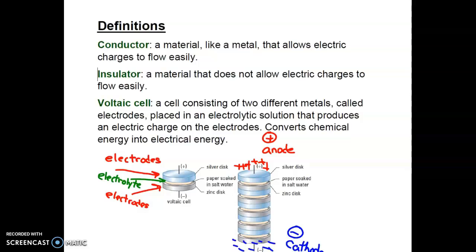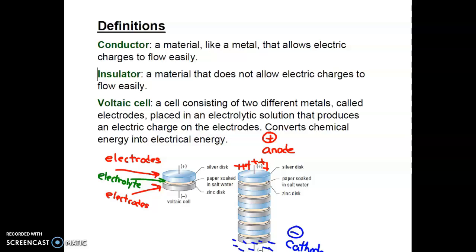Hopefully the first two look familiar to you. Conductor and insulator are a way to classify materials depending on their ability to allow charges to flow. A conductor is a material, usually a metal, that allows electric charges to flow easily, where an insulator is a material that does not allow electric charges to flow easily.